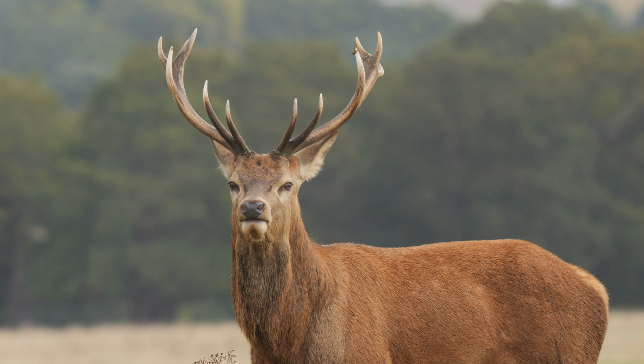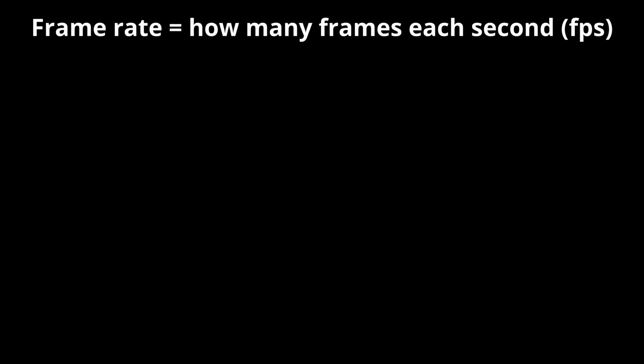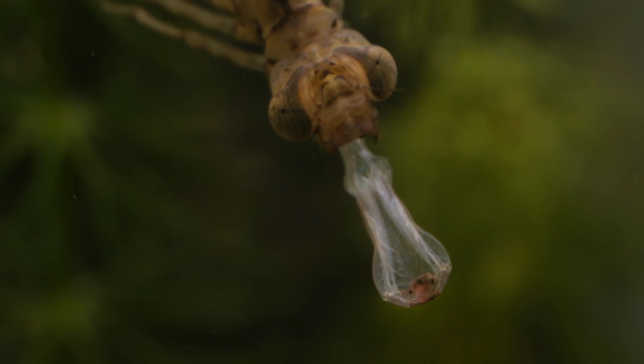So if your shutter speed is 1/50th of a second, each frame of the video will be exposed for 1/50th of a second. And the frame rate, which is measured in FPS or frames per second, is how many frames per second there are in the video. And once you've got that in your head, it makes everything else a lot easier, I find. And apologies if you already knew that and found that a bit condescending, but it might help a few people like me that were struggling.